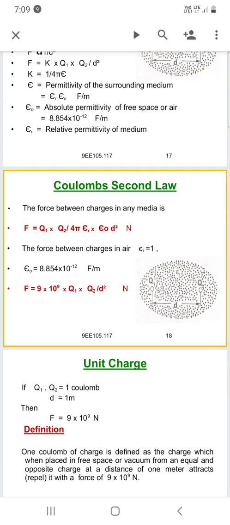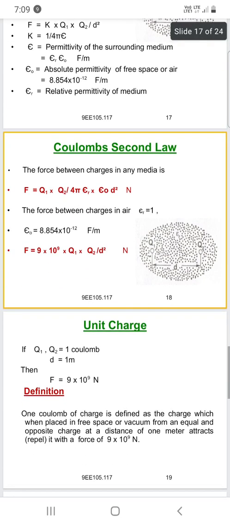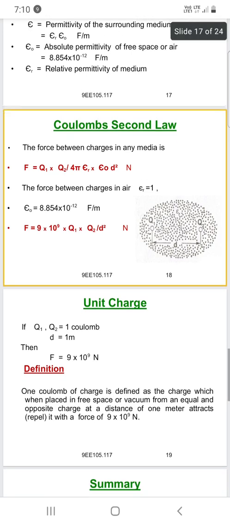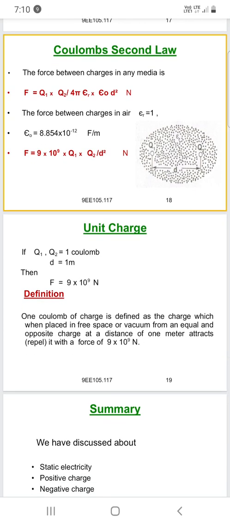So here epsilon r is equal to the relative permeability of the medium. The epsilon naught value is equal to 8.854 into 10 to the power of minus 12 Farad per meter. Therefore, the force between the two charges in any medium is F equal to Q1 into Q2 by 4 pi into epsilon naught into epsilon r into d square Newton. So this is the total force.